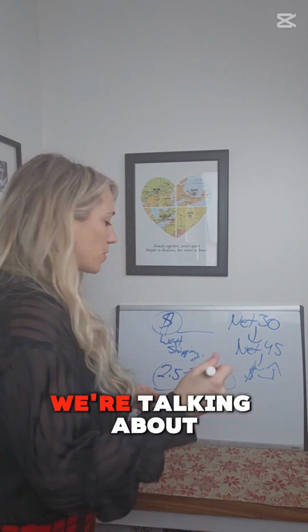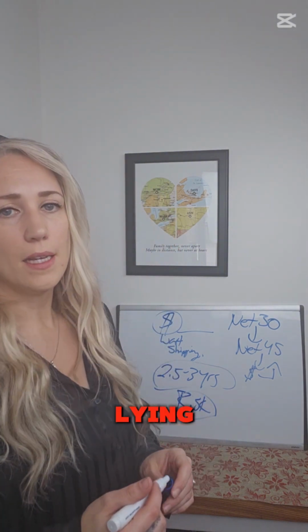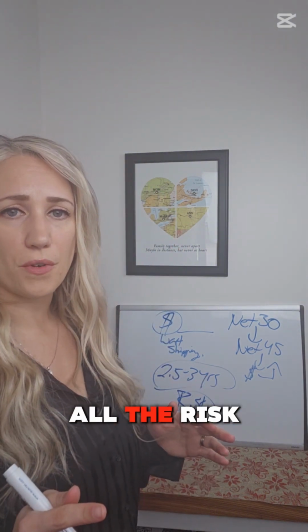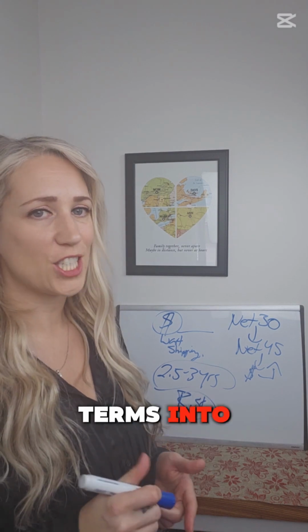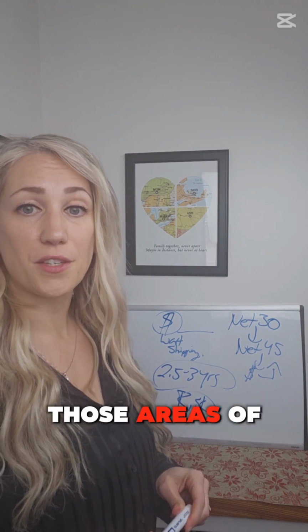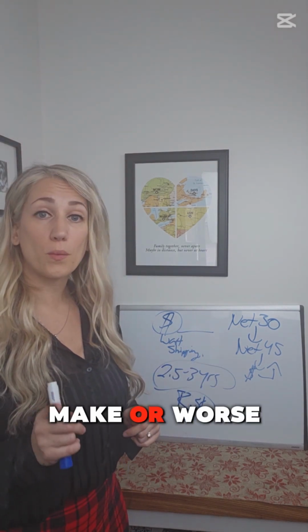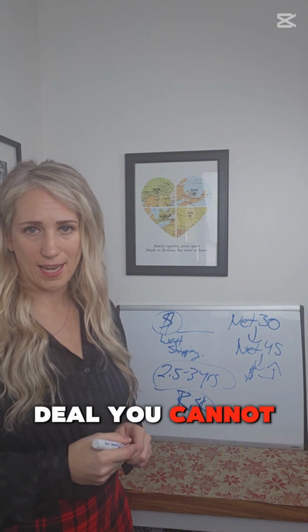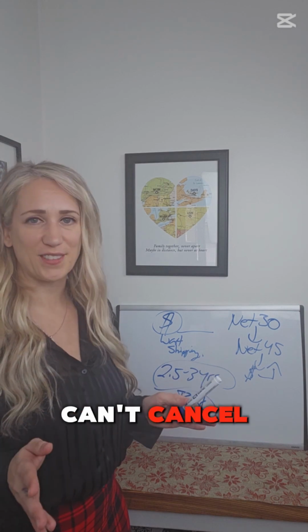Liability and indemnity. We're talking about who's to blame, right? Where's the risk lying? You want to make sure that you're not taking all of the risk, and you can always copy and paste those terms into ChatGPT or Gemini to ask AI to help identify those areas of risk to your business. If you skip these parts, you might end up paying for mistakes you didn't make, or worse, locked into a deal you cannot escape. It's like signing up for a subscription you just can't cancel.